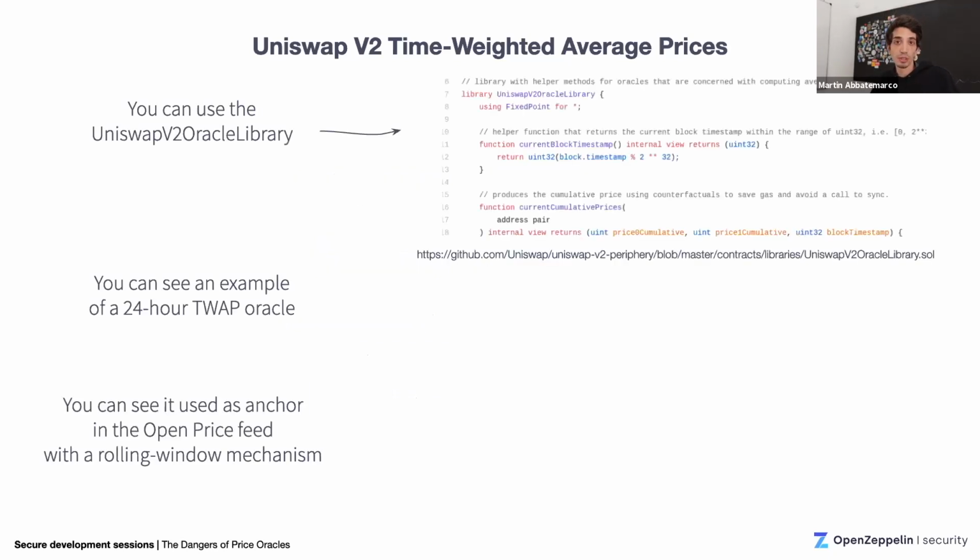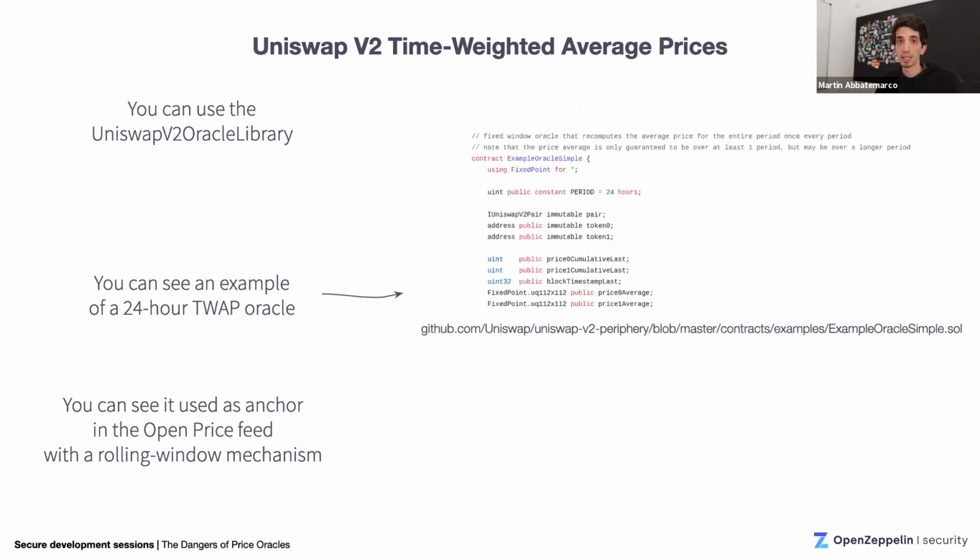And if you actually want to use this, there are examples of this, right? You can start by using the Uniswap V2 Oracle library, which is kind of a wrapper that will let you do some of the math and the queries in an easier way. That's available, that's open source, you can use it. I've seen it used. You can see an example of a 24-hour time-weighted average price using Uniswap V2. And again, it's available, so if you want a real example provided by Uniswap, it's there and you can use it. And you can take inspiration from it.